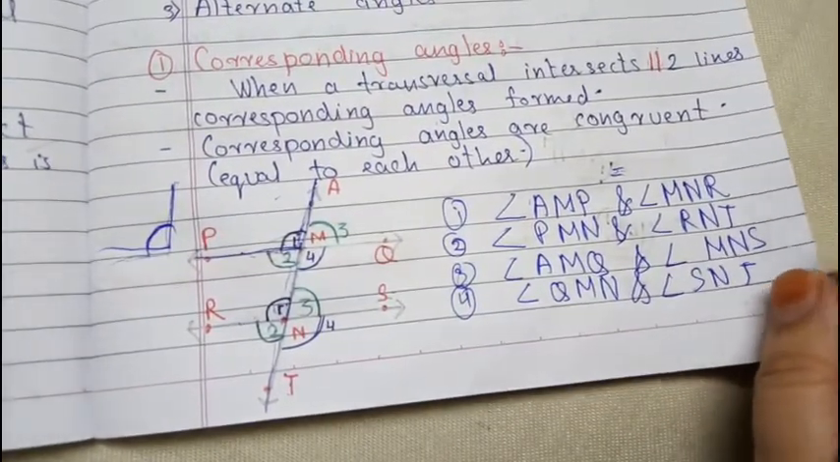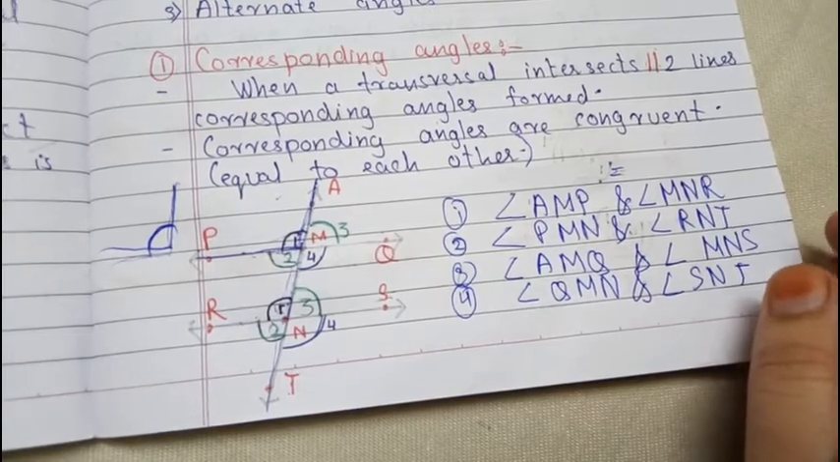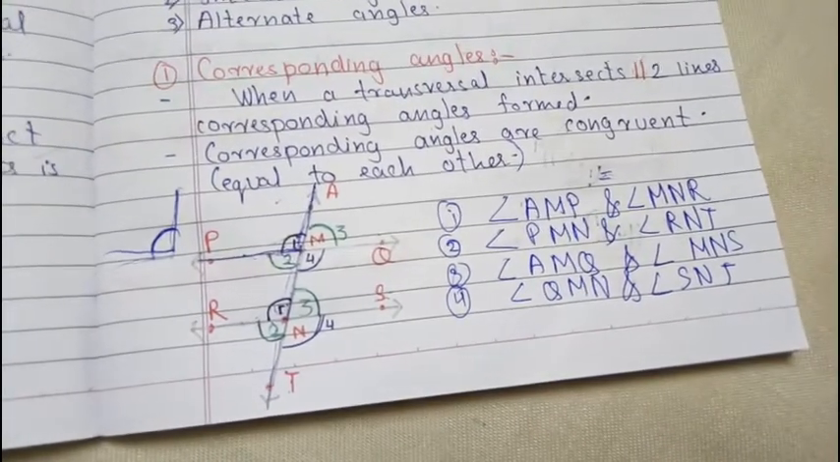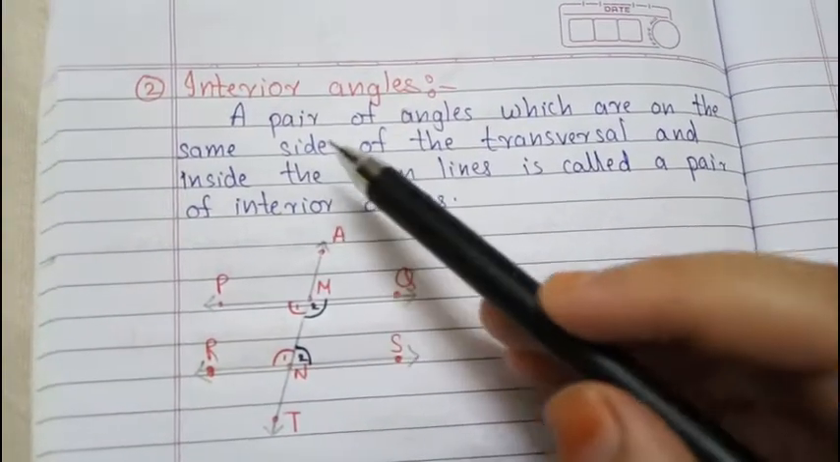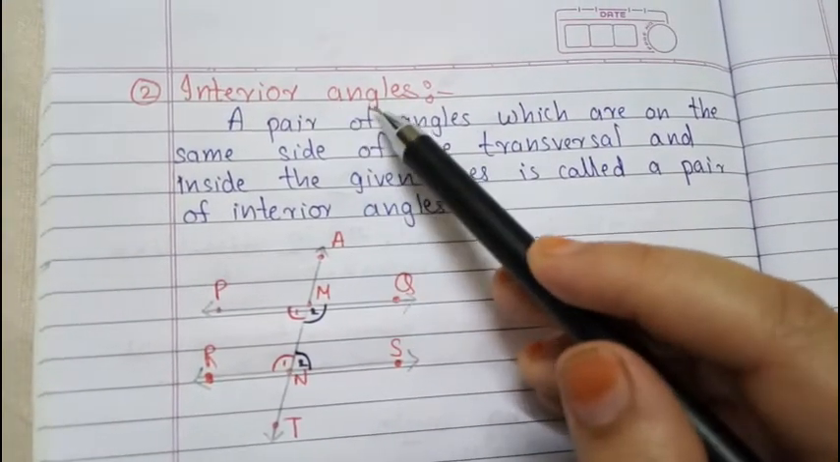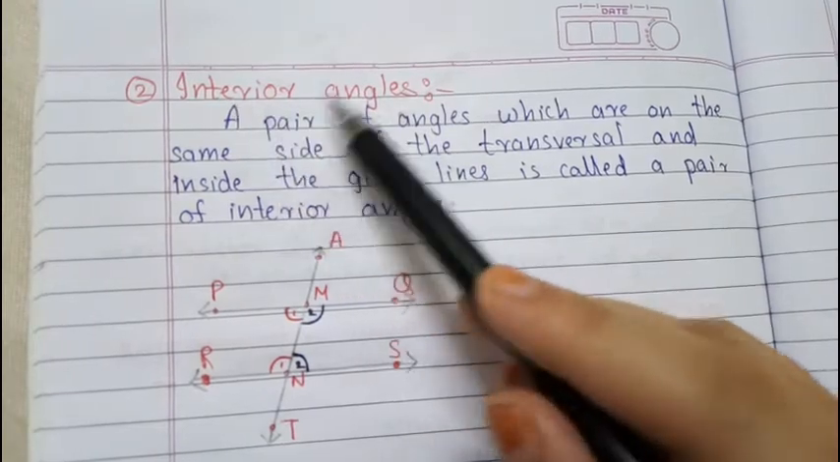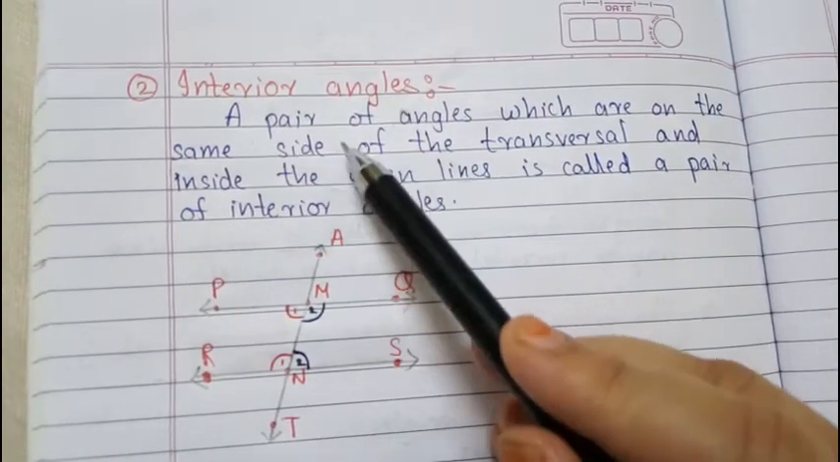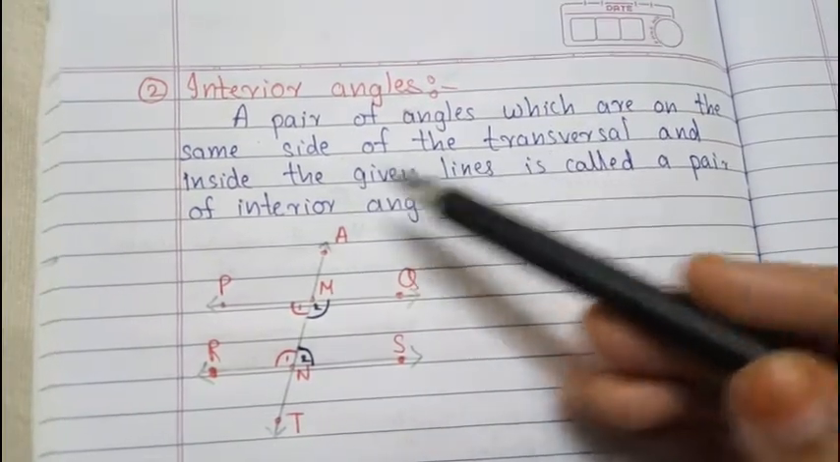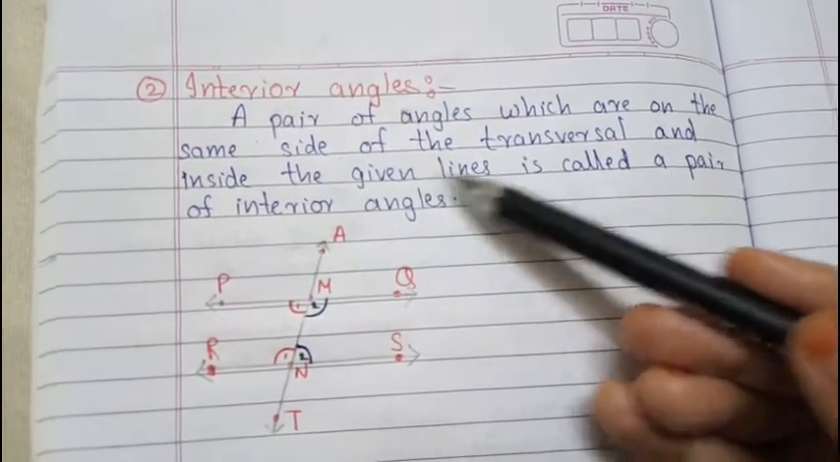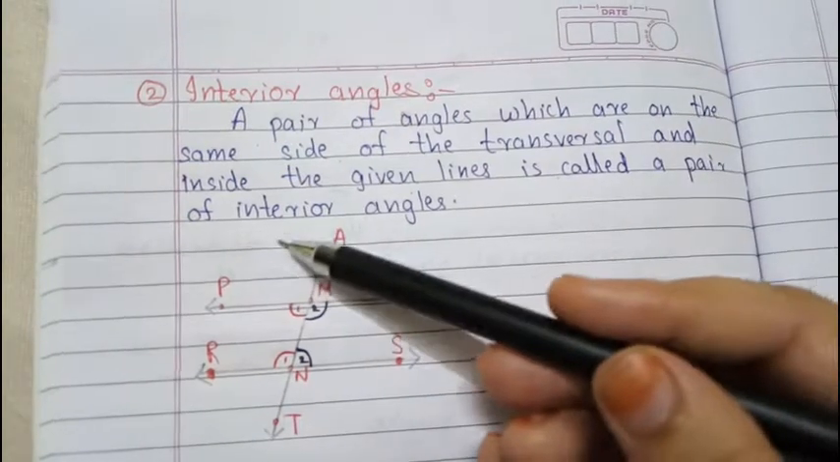Now next, okay student, after the corresponding angles we have the next type of angles made by the transversal. So this is our interior angle. A pair of angles which are on the same side of the transversal and inside the given lines is called a pair of interior angles.